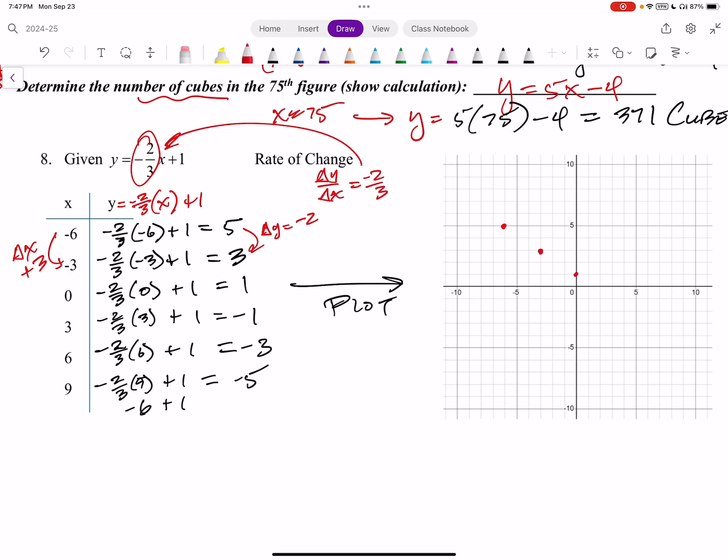0, 1 is up 1. 3, negative 1 is right 3 down 1. And then 6, negative 3 is down here. And then 9, negative 5 is right, down 5. And then, of course, you draw your function. Okay? It's a linear function. It's a line. Linear, when you graph all the ordered pairs, becomes a line.